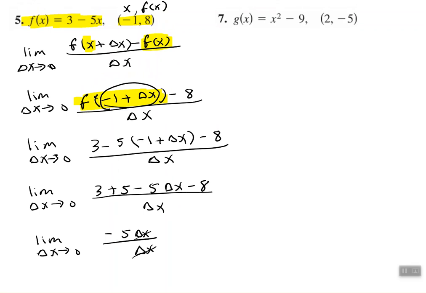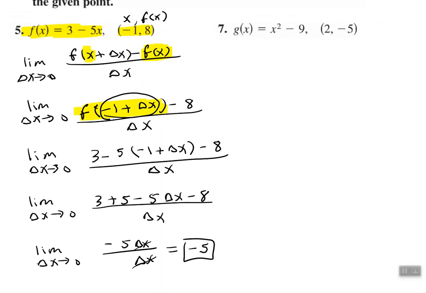So the limit of a number is just that number. So the limit of -5 as delta x approaches 0 is -5. So the limit of this function at -1, 8 is -5. So that is our derivative, or the slope of the tangent line to 3 minus 5x at the point -1, 8.